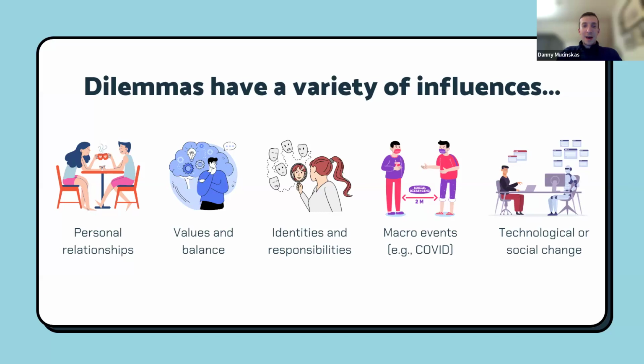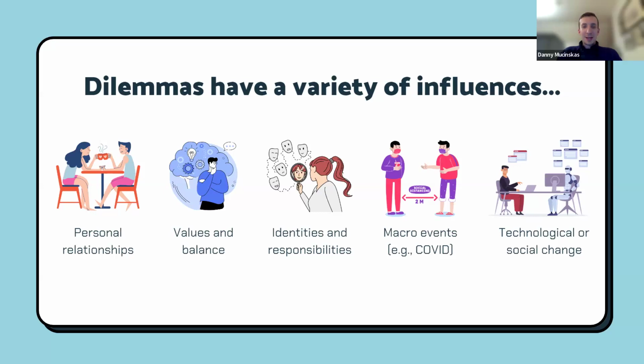They could be about values and balance. So dilemmas are often influenced by what we hold dear or particular values that we have. For example, in a situation, we might be wondering about a trade-off between honesty to a friend versus loyalty to a friend. That could be a set of values that could be in tension in this situation.